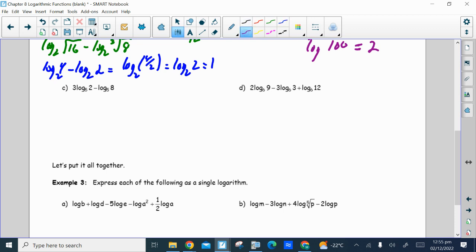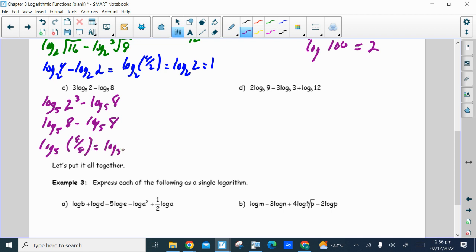Before I can combine them, I need to get rid of the coefficients. So this 3 comes up as a coefficient. It'll be log base 5 of 2 cubed minus log base 5 of 8. 2 cubed is 8, so it'll be log base 5 of 8. Take away log base 5 of 8. The quotient law says we can combine those together into one expression by dividing the 8's. 8 divided by 8 is 1.